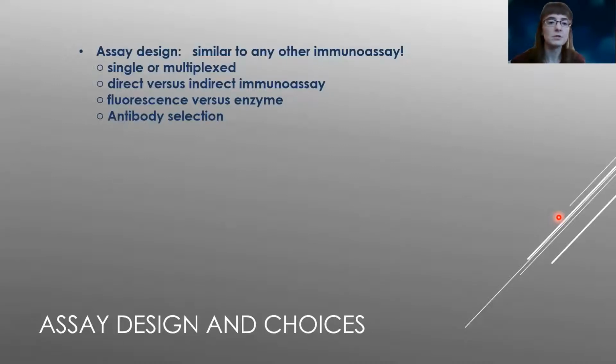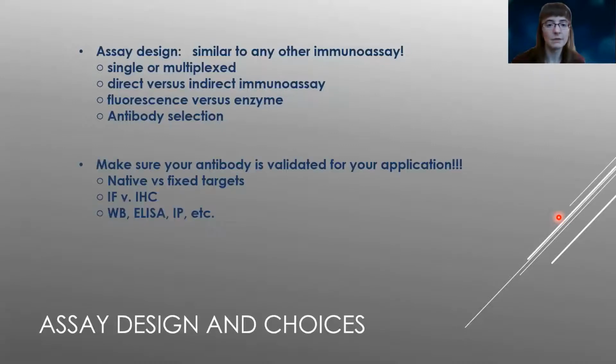And I just want to note that just like in any other antibody-based method, it's really important that your antibody be validated, in particular for whether it can bind to the antigen in the state you're going to be looking at it. So if you're using fixed or frozen tissues or cells, you need an antibody that you know can bind to fixed or denatured epitopes in the sample.